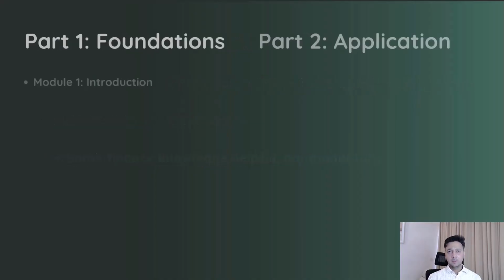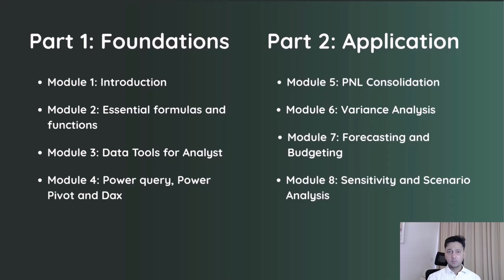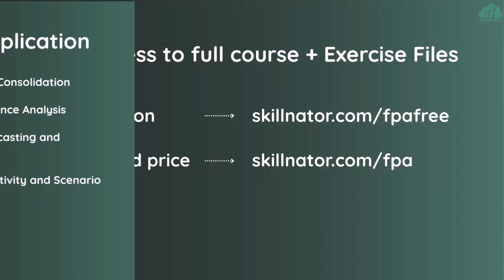The course is divided into two parts. Part 1 focuses on building Excel and data skills. Part 2 applies those skills to real-world business challenges. Modules 1 to 4 belong to Part 1, and Modules 5 to 8 make up Part 2. The course is designed to take you from foundational Excel skills all the way to advanced FP&A applications.